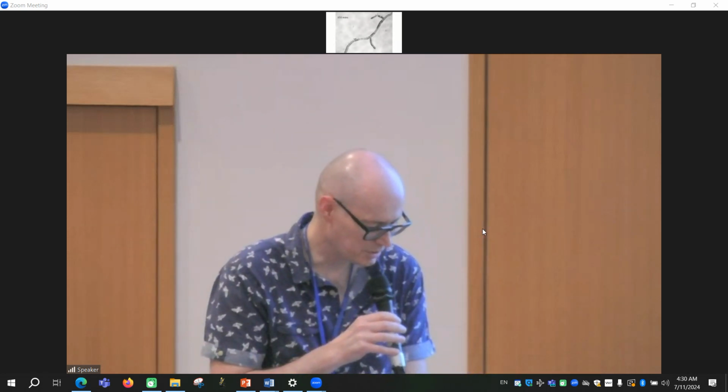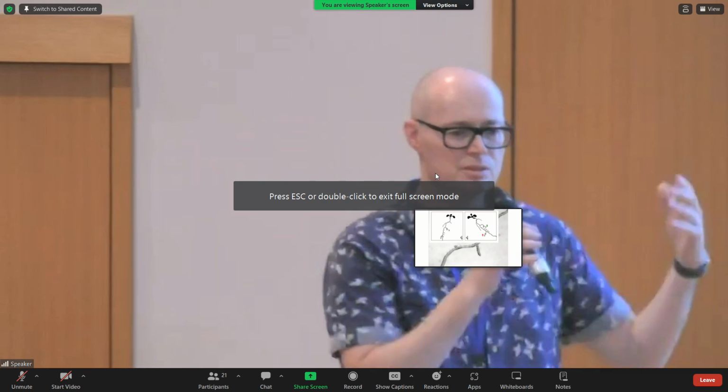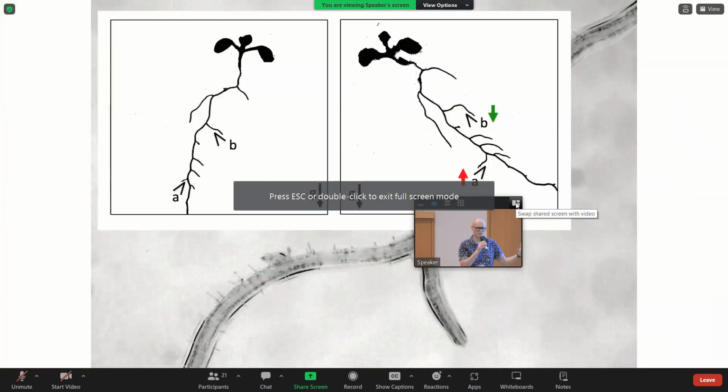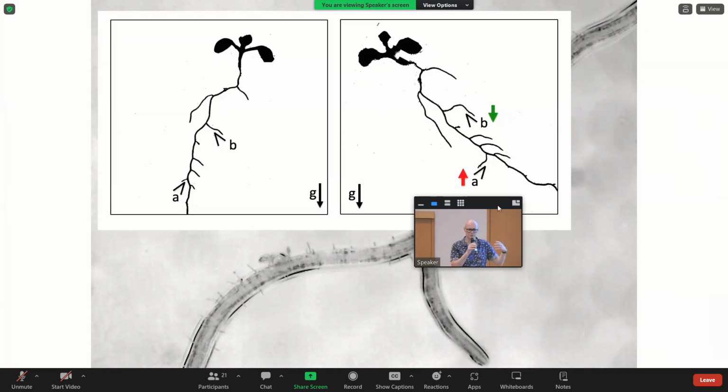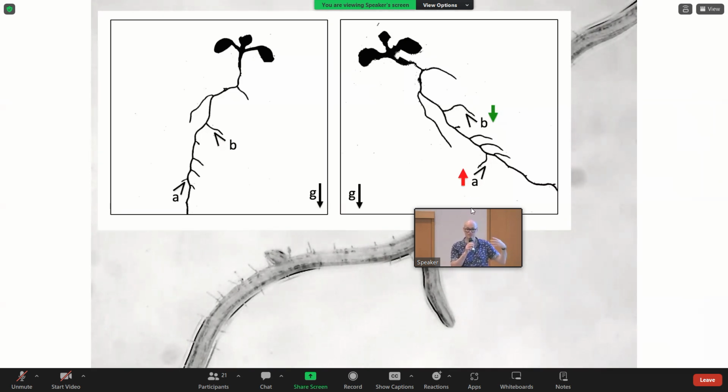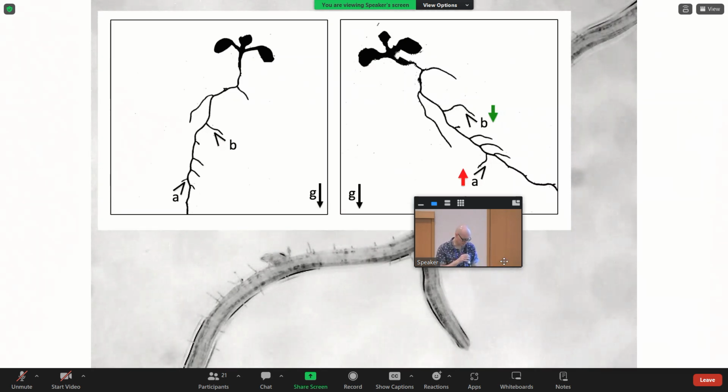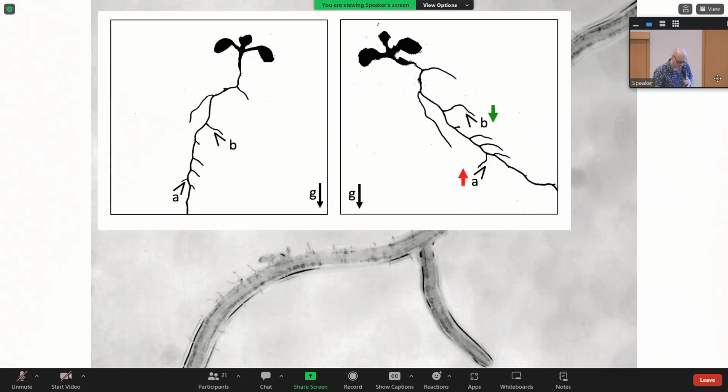bending upwards than bending downwards. And that's because in order to maintain these so-called GSAs, gravitropic set point angles, roots have to be able to bend upwards as well as downwards. These are the lateral roots, they have to be able to bend upwards as well as downwards to maintain the GSA.